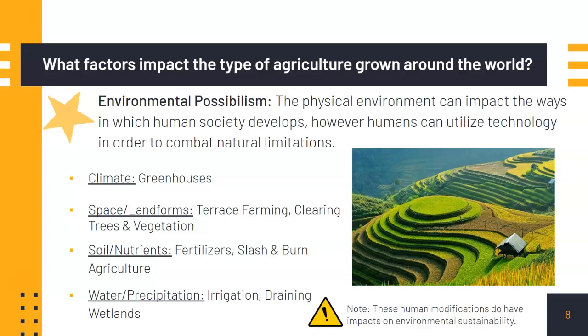While environmental possibilism highlights the incredible capacity of humans to adapt to their environments, it also raises important questions about sustainability. Many of the modifications made to overcome natural limitations, such as extensive irrigation or deforestation, can have long-term negative effects on ecosystems and natural resources. Balancing human needs with environmental conservation is a critical challenge in modern agriculture.